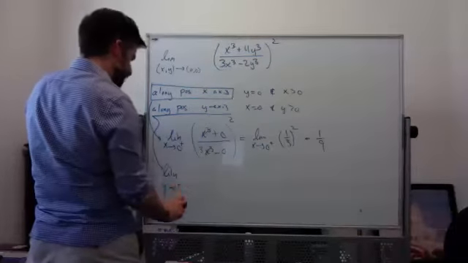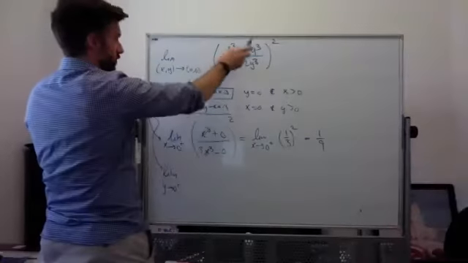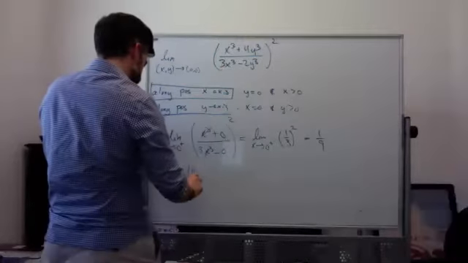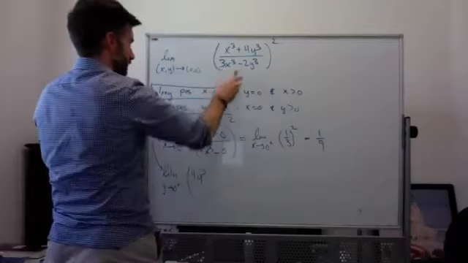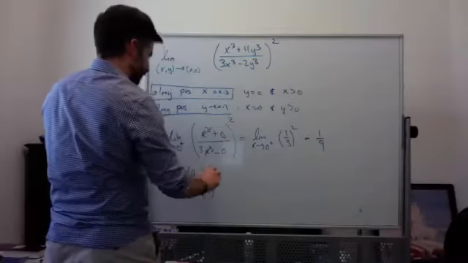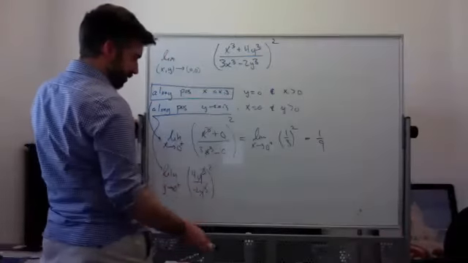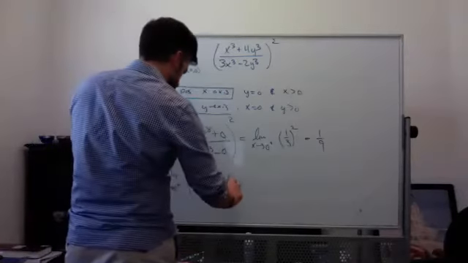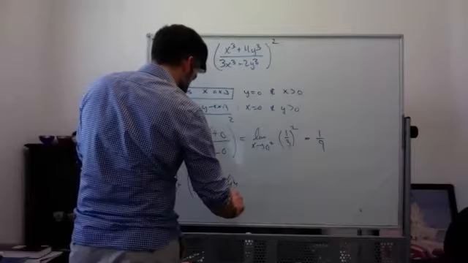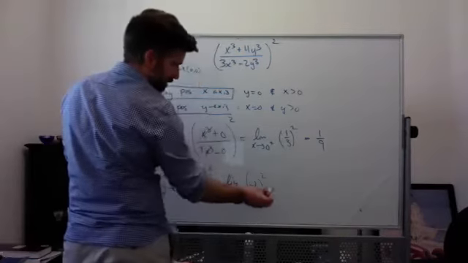0 from the right, and now we're plugging in 0 for the x's. So (0 plus 4y cubed) over (0 minus 2y cubed) to the second power. The y cubes cancel. 4 divided by negative 2 is negative 2, squared, and the limit of a constant is just a constant.